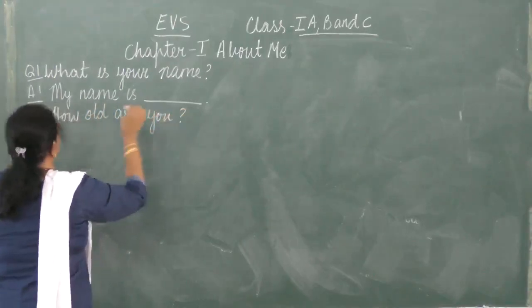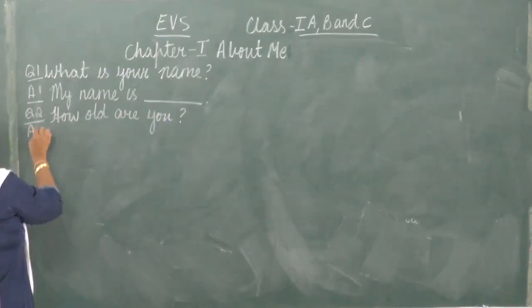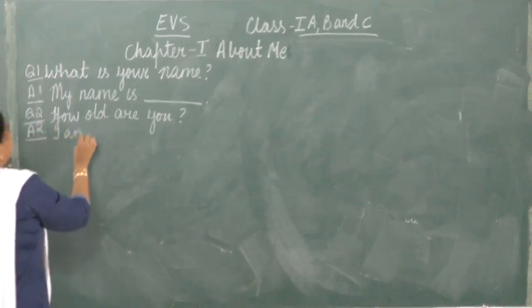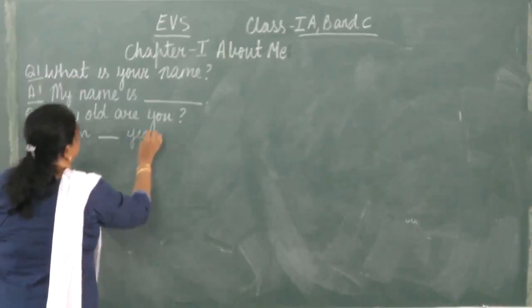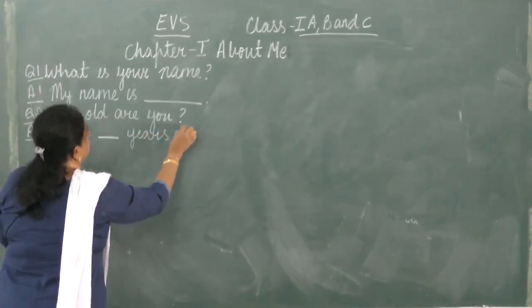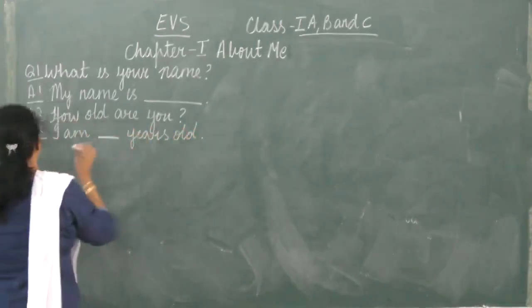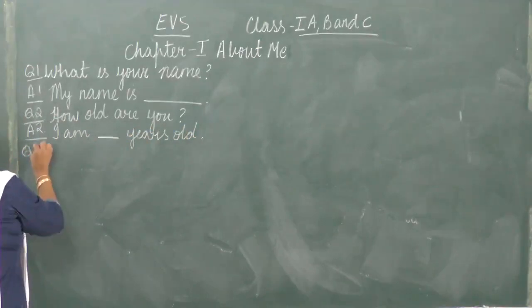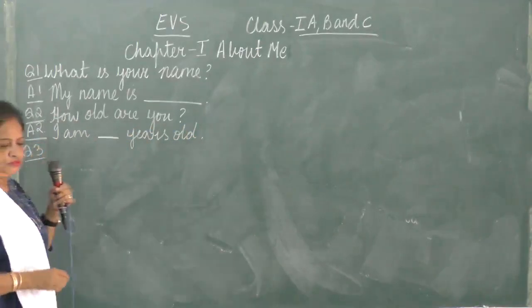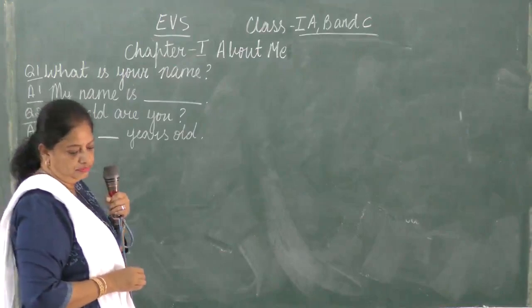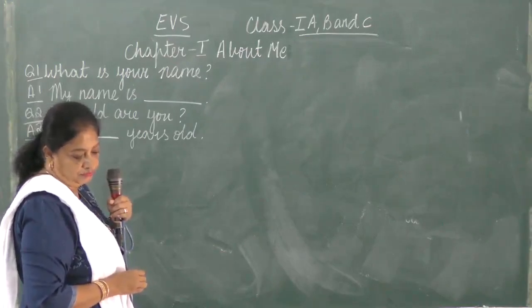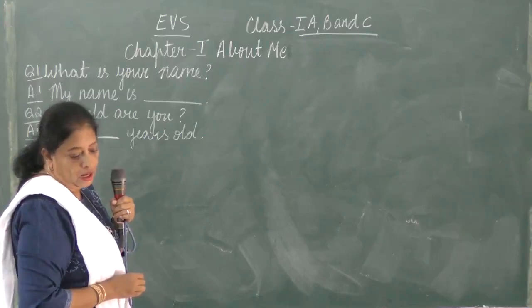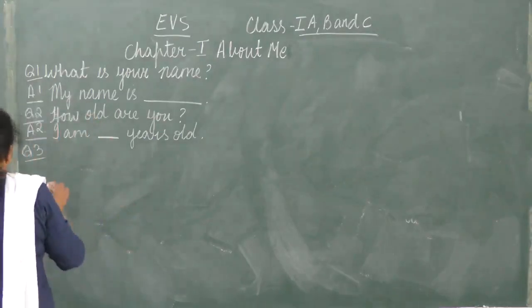How old are you? Okay. Answer 2. I am, blank, years old. Question 3. Okay, question 3. You will write, how many friends do you have?